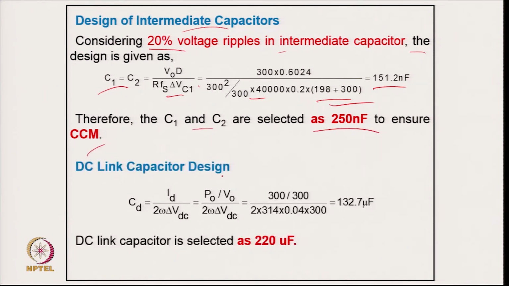And then the DC link capacitor is designed as the output capacitor, CD equals ID upon 2 omega delta VD. Putting in all these values, typically for power and output voltage, with a voltage ripple of 4% of the output voltage corresponding to the second harmonic in the output voltage, it comes to 132.7 microfarad. This DC link capacitor is selected a little higher than this to make sure the voltage ripple never goes above 4%. So, 220 microfarad is selected for this DC link capacitor.